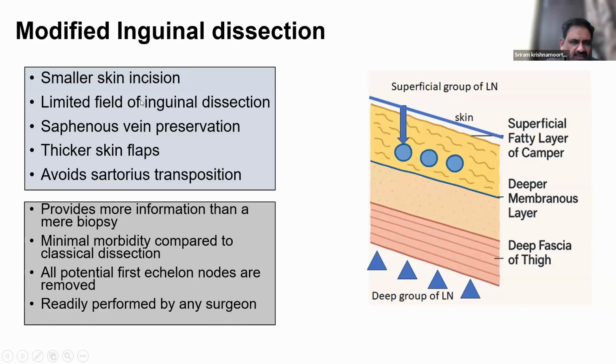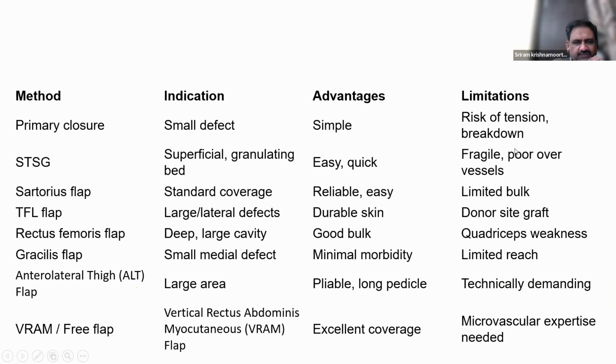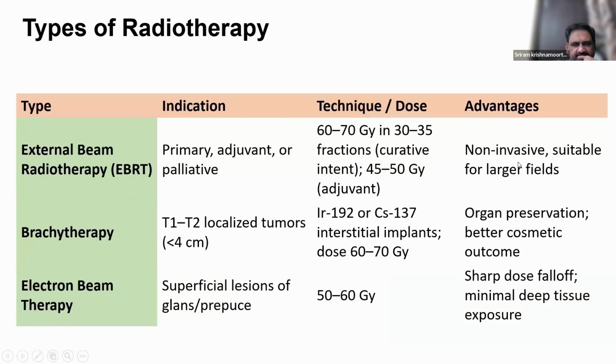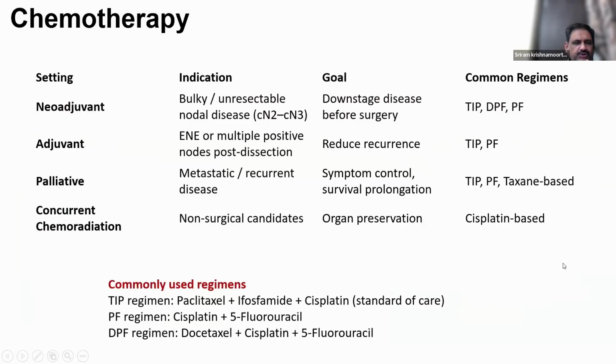And then Bhavya talked about the differences between a modified and the classical dissection, which all you preserve. All that we discussed. This is the group of lymph nodes, the deep lymph nodes, and radiotherapy we talked about: external beam, brachytherapy, electron beam therapy is also important. People use electron beam therapy these days for CA penis. Radiotherapy for the lymph nodes, radiotherapy for the primary lesion, both you should know. How many grays you give, how much dosage, how much duration, all that you should know.